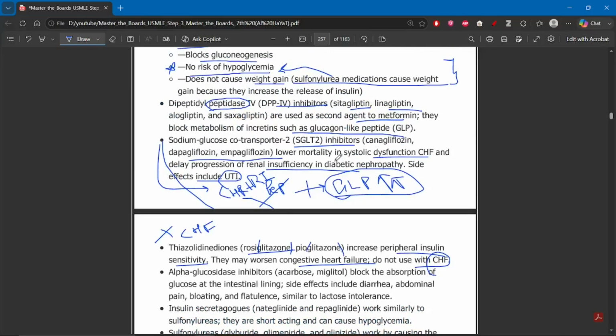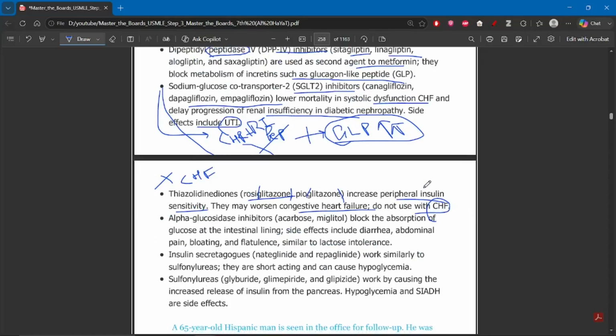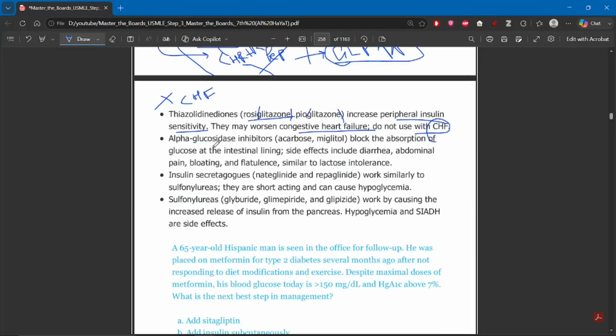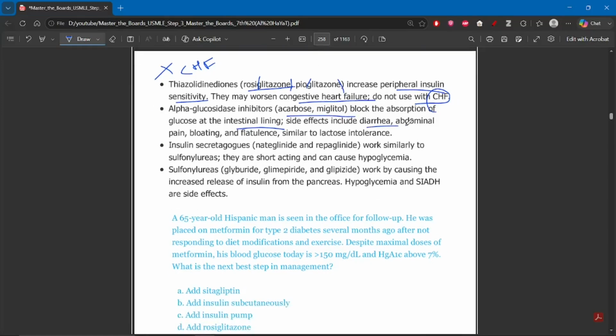So whereas SGLT2 inhibitors you can use with CHF. Alpha glucosidase inhibitors, acarbose and miglitol, block the absorption of glucose at the intestinal lining. Side effects include diarrhea, abdominal pain, bloating, and flatulence, similar to lactose intolerance. So just remember the names acarbose and miglitol.